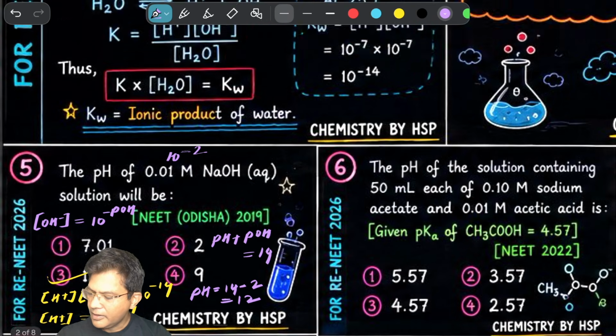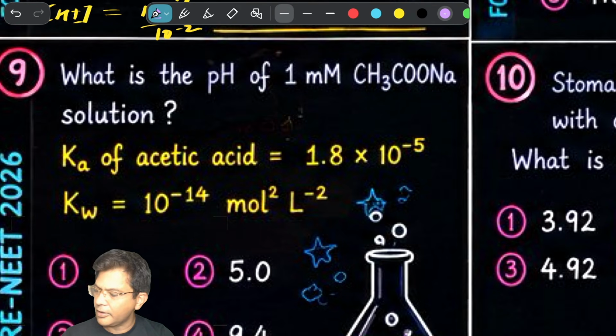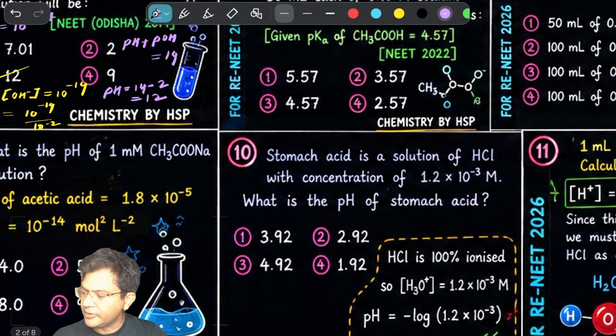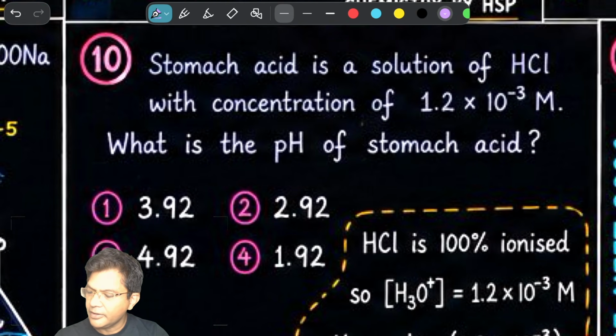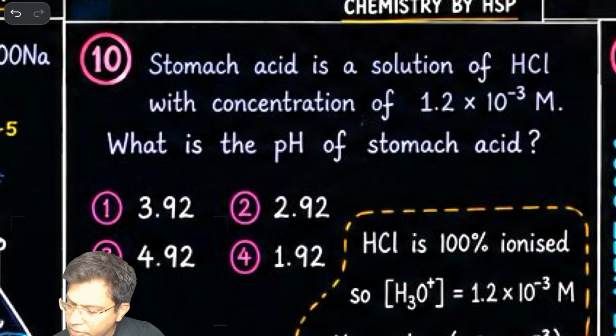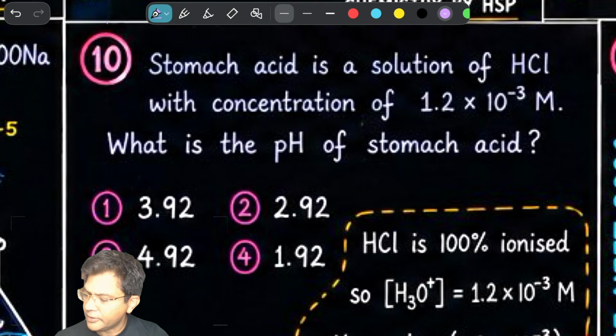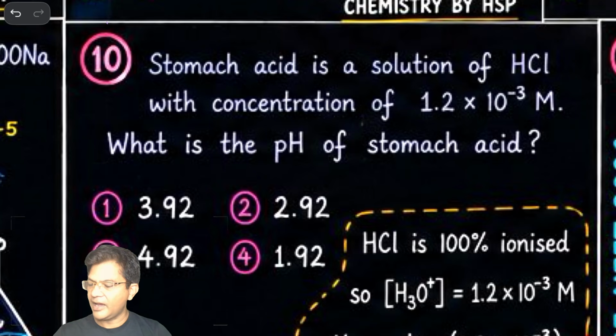Now let's solve another question. This is of salt, but about salt I will come later on. First, let's see this HCl. If I talk about HCl, we can directly try to solve this question. My dear students, let's see how to do it. Okay, let's see kids. Stomach acid, हमारा पेट, is having a solution of HCl with concentration of 1.2 into 10 to the power minus 3. What should be the pH?